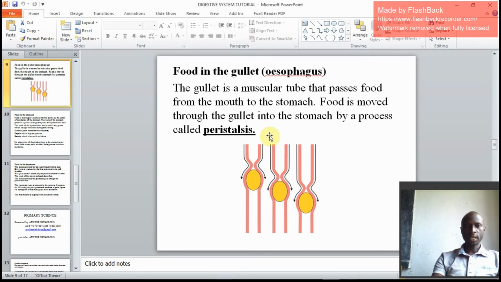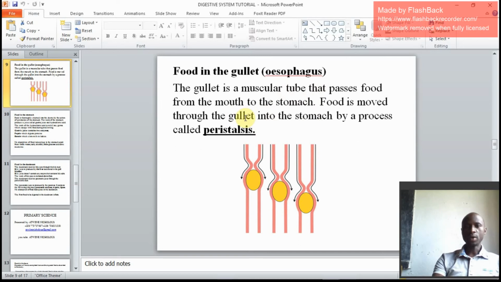Let's go to the gullet, or esophagus, and see what occurs. The gullet is a muscular tube that passes food from the mouth to the stomach. It's a channel that connects the mouth to the stomach. And since it connects to the stomach, we shall see food moving from the mouth through that area as it descends into the stomach.